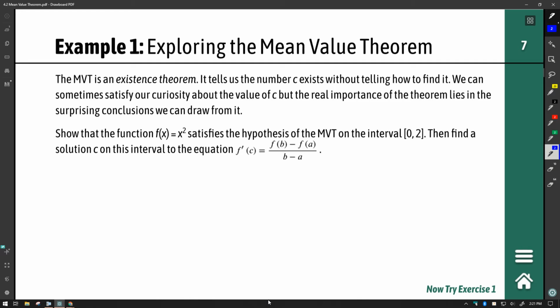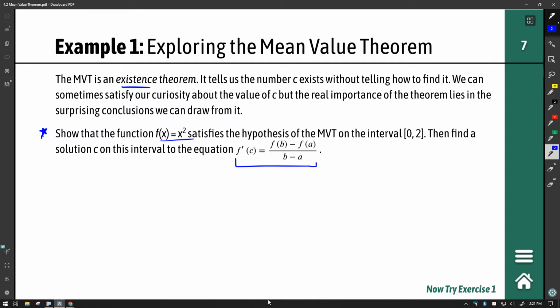The mean value theorem is what's called an existence theorem. It tells us that there is a number c that exists, but it doesn't necessarily tell us how to find it. Sometimes we can find it with a little bit of algebra or a graphing utility, but it's the existence of the value of c that's really the importance of the theorem. So here's the question. We want to show first that the function f of x equals x squared satisfies the hypothesis of the mean value theorem on the interval from 0 to 2, and then we want to find that solution c that's guaranteed by the MVT, given by this equation, f prime of c is equal to f of b minus f of a over b minus a.